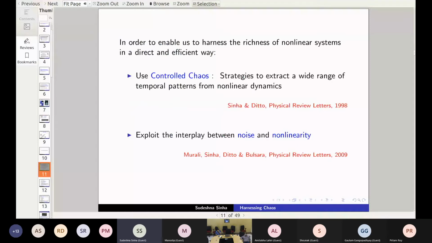So one can use these words, let us use chaos, let us harness chaos, and they're all nice words. But in order to do anything, especially one which you want to sell to an engineer who wants things all pakka, you have to tell them a way, a procedure, a prescription to use all this nice richness. It's wonderful. It's all very complicated, but you have to be able to use it in a direct way and in an efficient way. Okay, so I'll show two strategies today, and one of them is the use of controlled chaos. So what would I try? I would try in this to extract a wide range of patterns from the nonlinear dynamics. Okay, I know that all the patterns are sitting in there, but I want to give you a strategy to extract it from there.